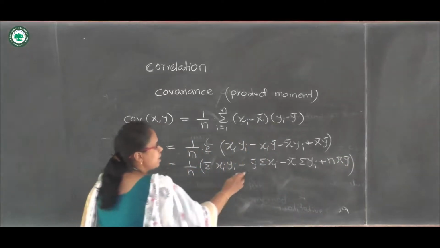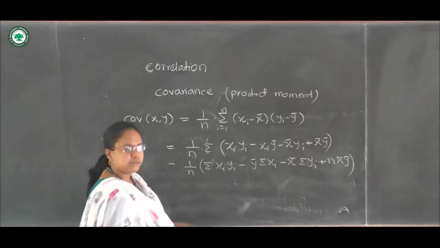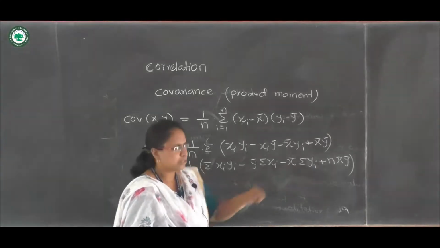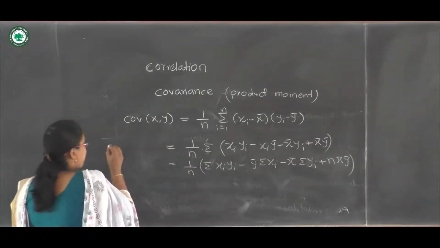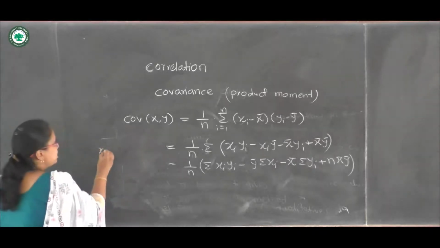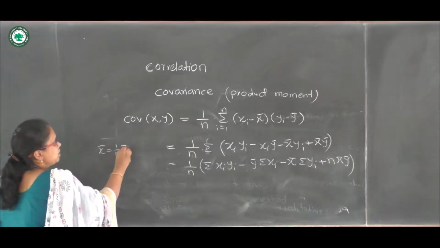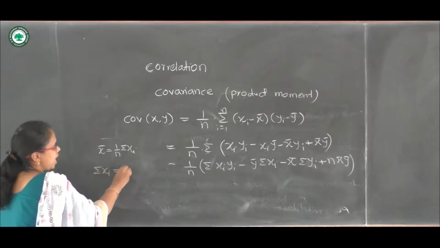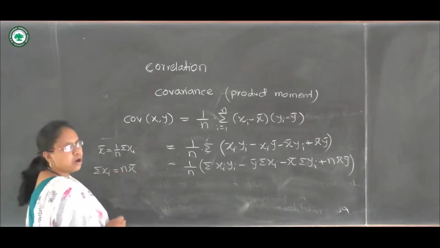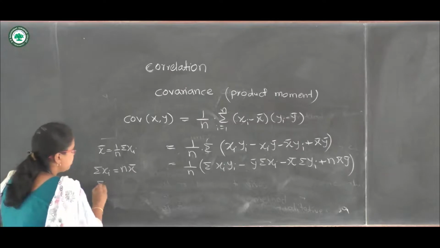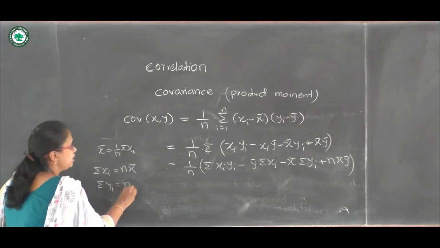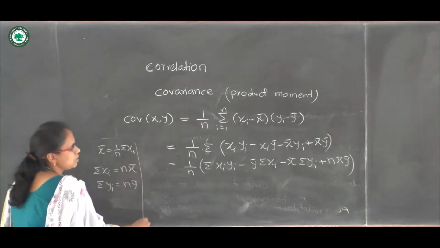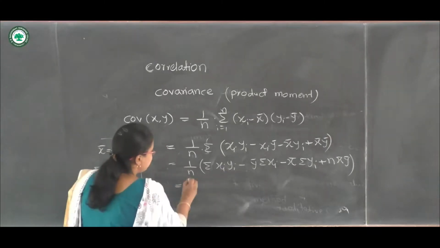Here y bar is a constant for summation, also x bar is a constant for summation. Now we know that the definition of x bar is 1 upon n summation xi. So we can write summation xi as n into x bar, or we can write summation yi equals n into y bar. So let us substitute this in here.